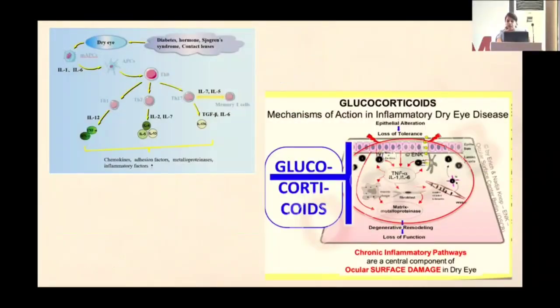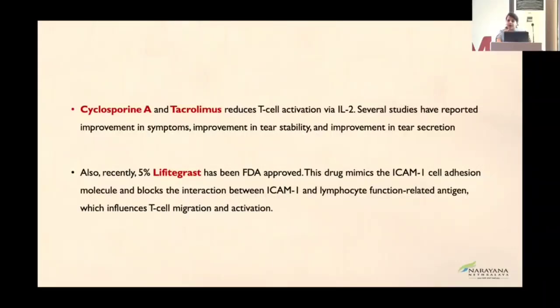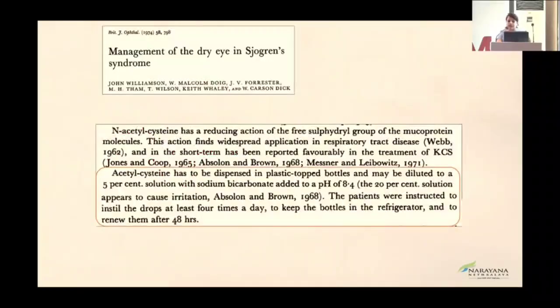Now, glucocorticoids, especially prednisolone acetate and loteprednol eye drops, they are anti-inflammatory and they act on all the chemokines, adhesion factors, inflammatory factors. They are an important part of treatment. You can add as a second drug cyclosporin A and tacrolimus. Cyclosporin A I prefer 0.05%, tacrolimus 0.03% topical, and a new drug, 5% lifitegrast, is also available.